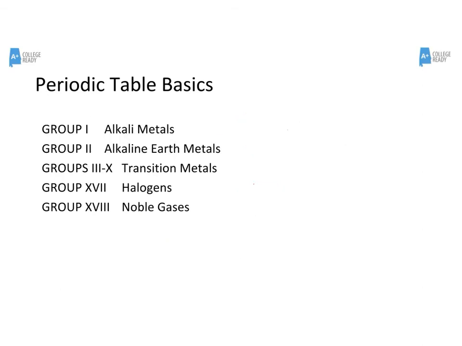The groups on the periodic table have some terms or names that you need to be familiar with. Group 1 are called the alkali metals. Group 2 is called the alkaline earth metals. And groups 3 through 13, this is a mistake, this should be 13. Groups 3 through 13 are called the transition metals. Group 17 are called the halogens. And group 18 are called the noble gases.